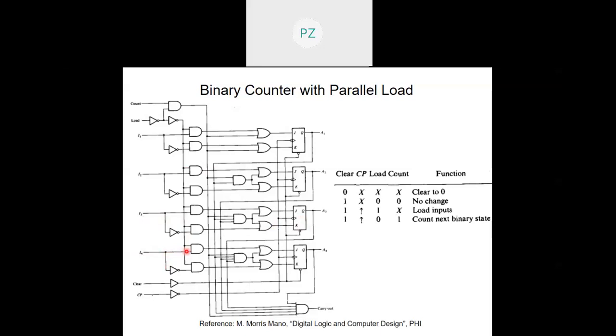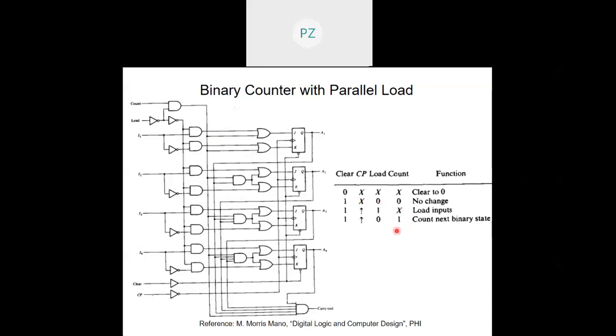I4, load is high, so this I4 will be routed all the way to J, and I4 dash will be routed all the way to K. So again, this is like J, this is like I4, and this is like I4 dash. So it behaves as the D flip-flop. If I4 is 0, it will reset. If I4 is 1, it will get set, so 1 will get stored. So load input happens when I have this condition: clear is high, positive edge of the clock comes, load is high, count terminal could be anything, because that becomes don't care.